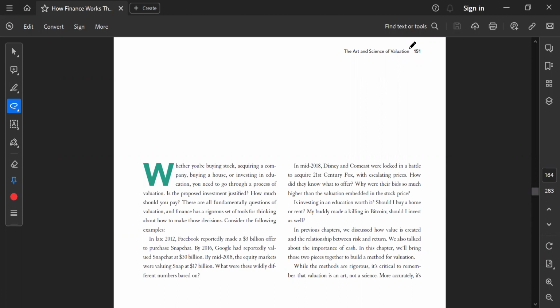The name of this chapter is The Art and Science of Valuation. In this chapter, we are going to learn how to value a company, the different methods of valuing a particular company, and the advantages and disadvantages of such methods. So, first of all, let's get started.